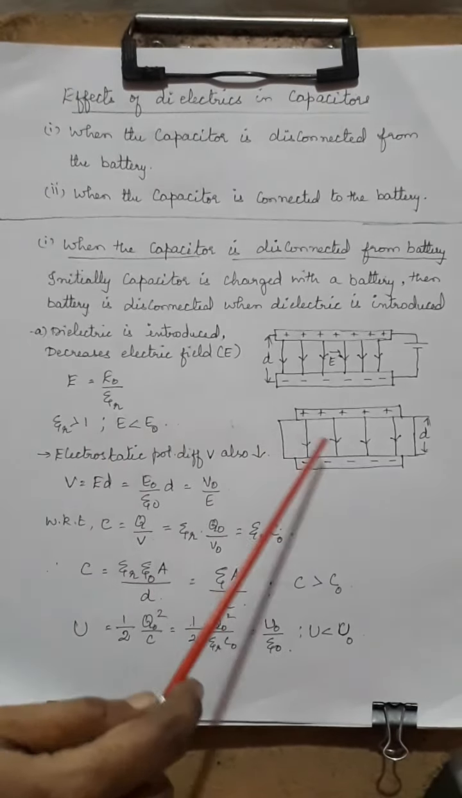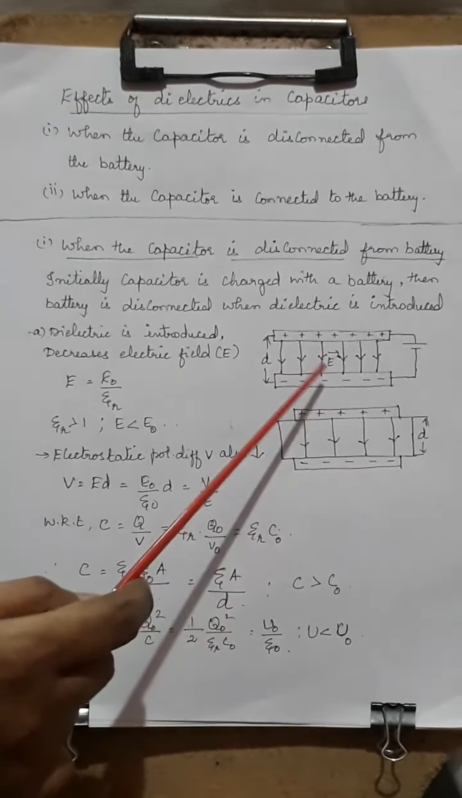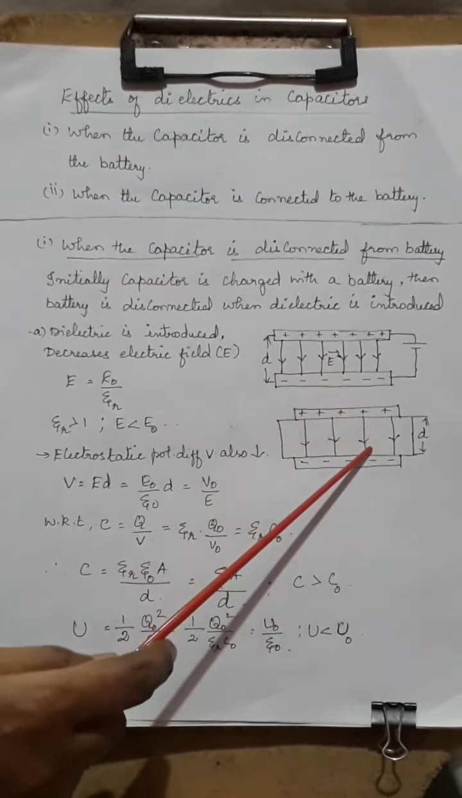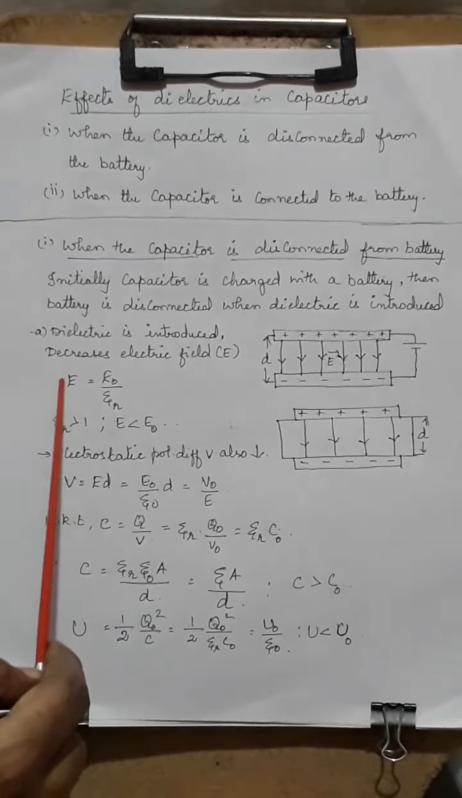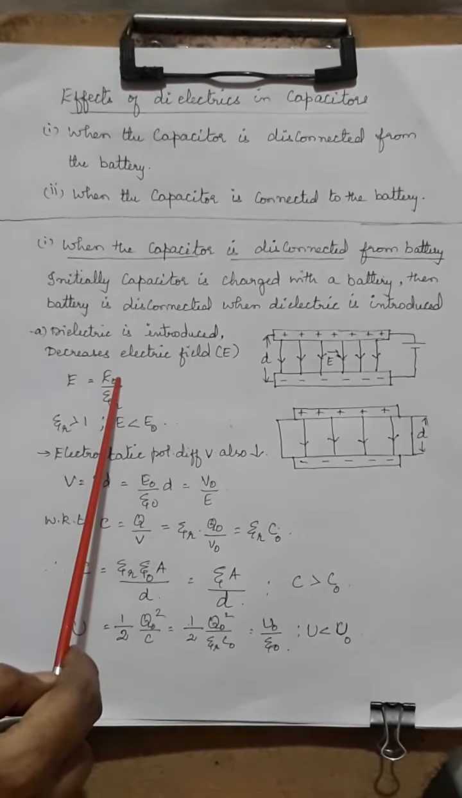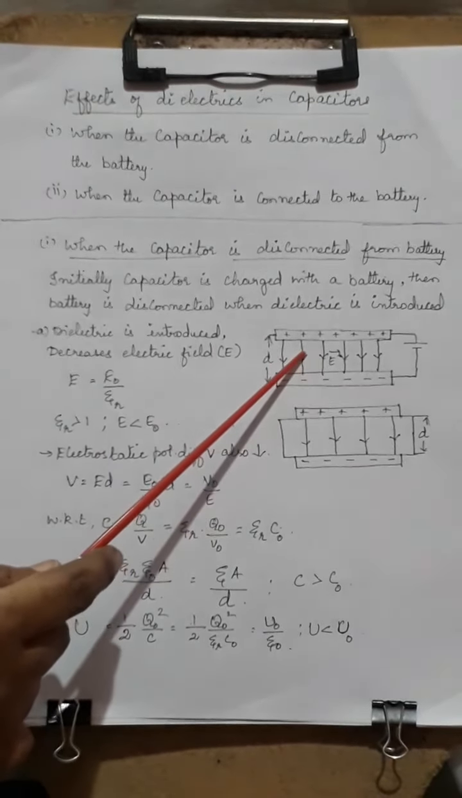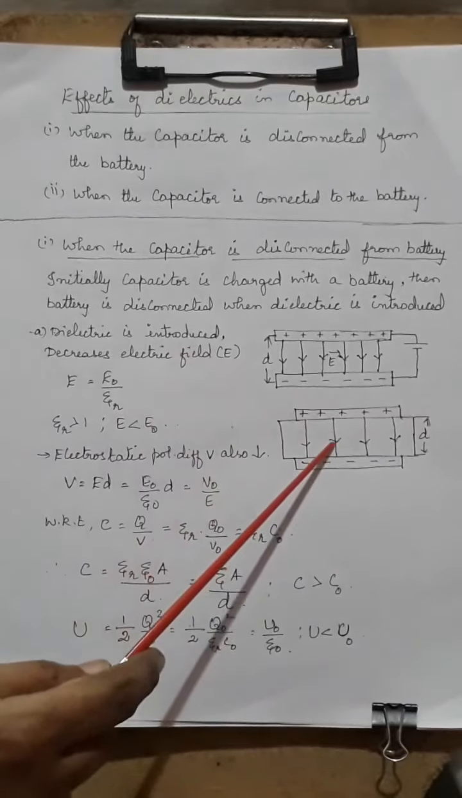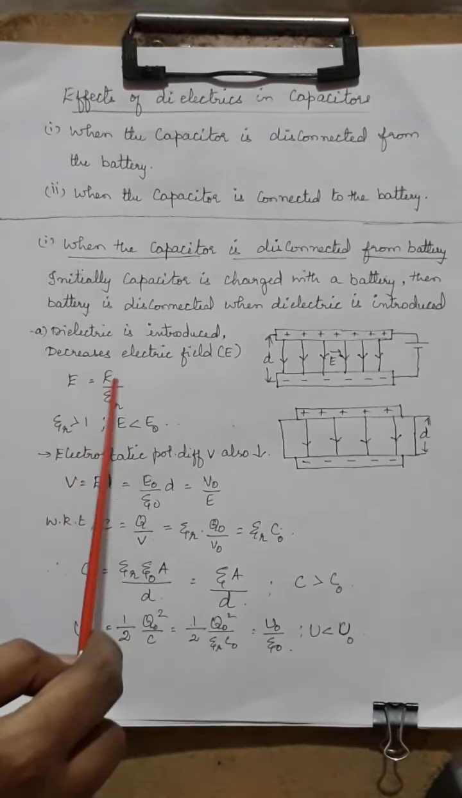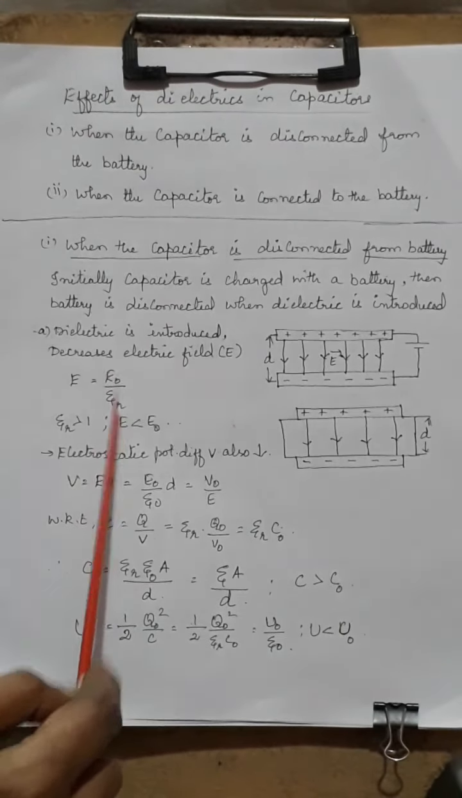So what happens is that when you have introduced a dielectric, you yourself can see that the electric field has got reduced. So this electric field E will be equal to E naught by epsilon r. What is this E naught? E naught is nothing but the electric field in the air. So E is nothing but the field in the medium, which is equal to E naught by epsilon r.